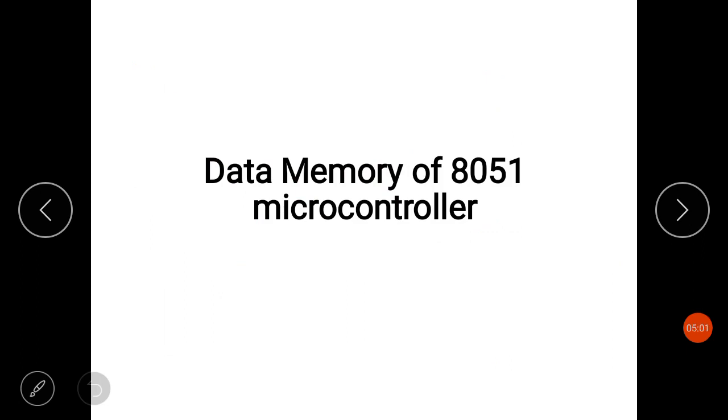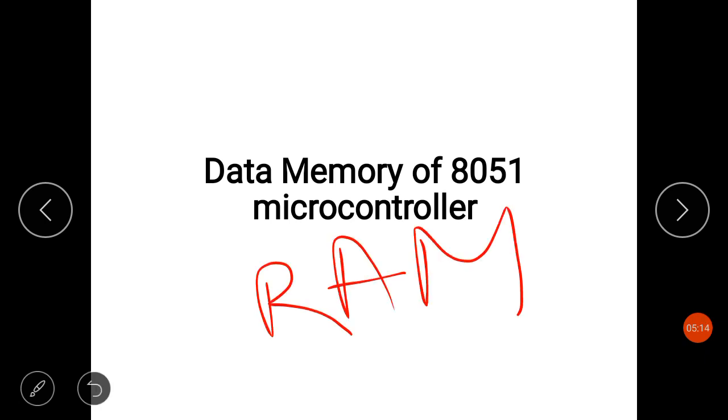Now moving ahead to the data memory of the 8051 microcontroller. The data memory or RAM, that is random access memory, as I've told you, stores temporary data and intermediate results that are generated and used during the normal operation of the microcontroller.